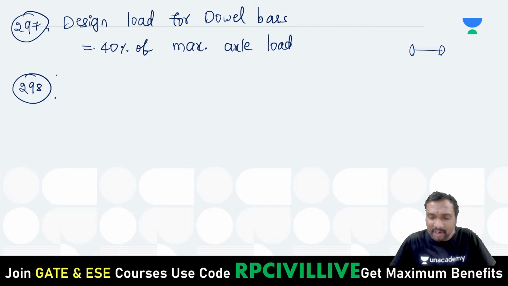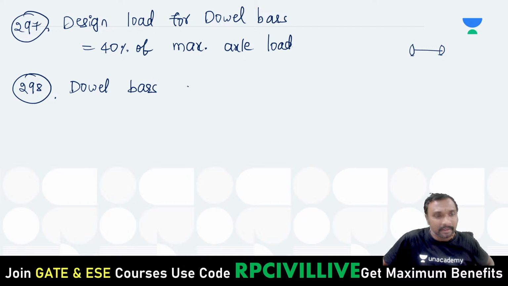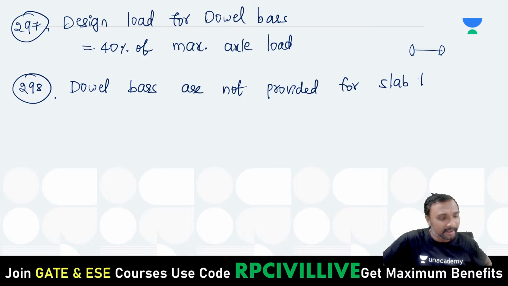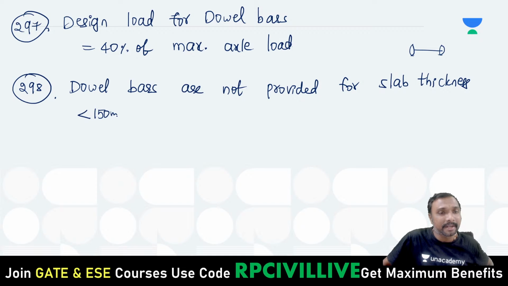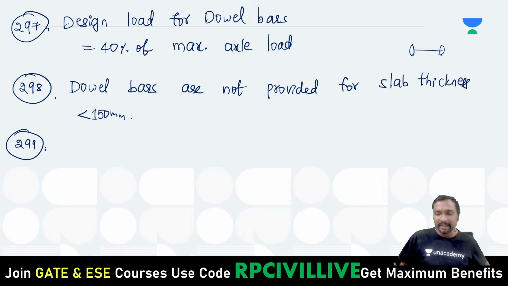When are these dowel bars not recommended? If you observe, these dowel bars are not provided for a certain slab thickness. What is the meaning of slab? Concrete slab only. For slab thickness less than 150 millimeters, dowel bars are not provided. Only for slab thickness greater than or equal to 150 millimeters are dowel bars recommended, otherwise don't provide them. Is it clear?